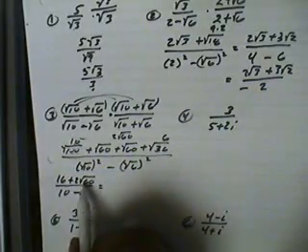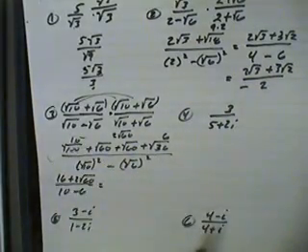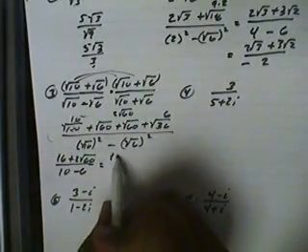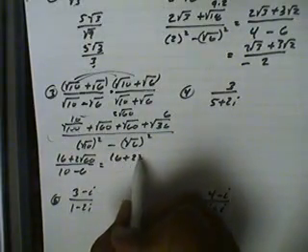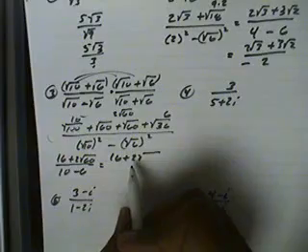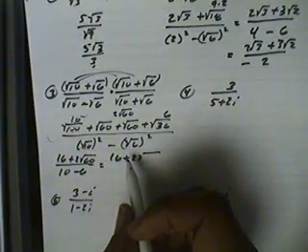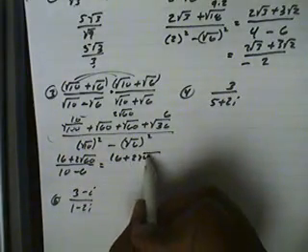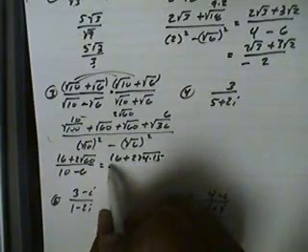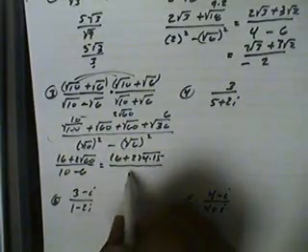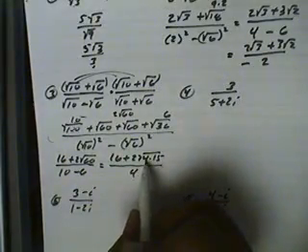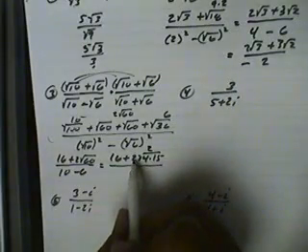Now next we're going to handle that 60 that's inside there. We have 16 plus 2, and the 60 we're going to break into a 4 times 15, I think. And 10 minus 6 gives us 4. So the 4 comes out as a 2, and we get a 4 here.